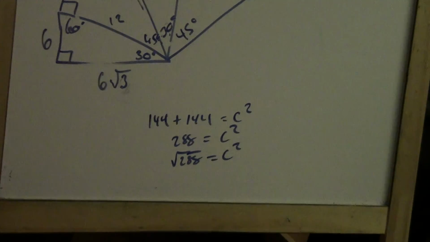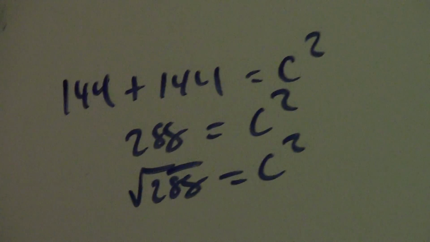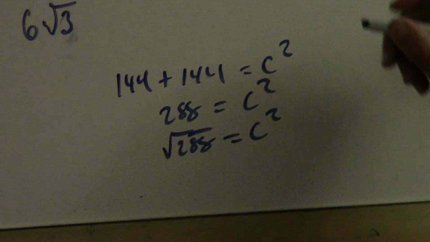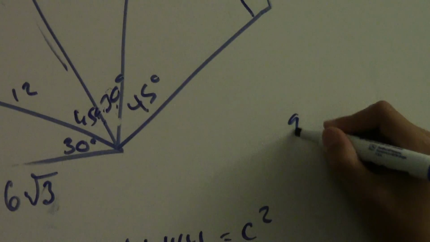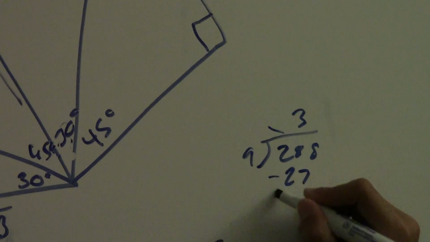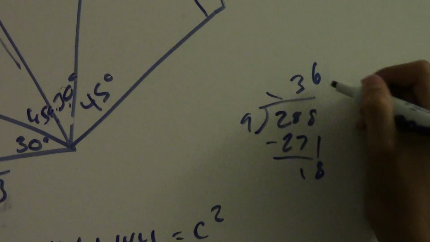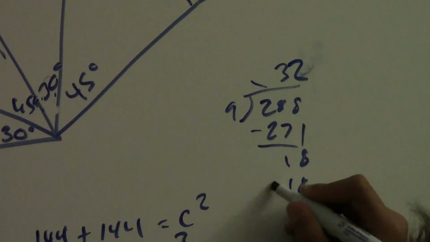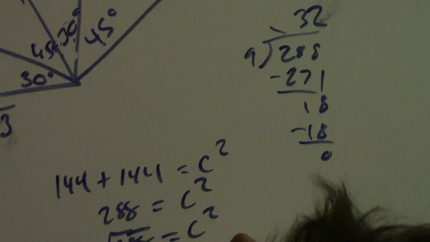Now I know this is divisible by 9, and I do have a video about how I know if something is divisible by something. So this is divisible by 9, so let's do the math. 288 divided by 9: 2, 3, 27, minus that, 18, 18 minus that, 0, so that's 32.